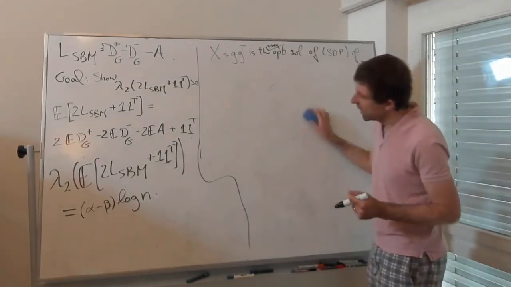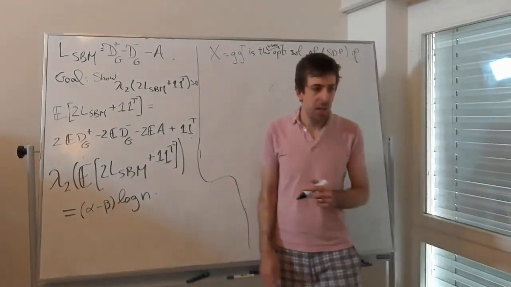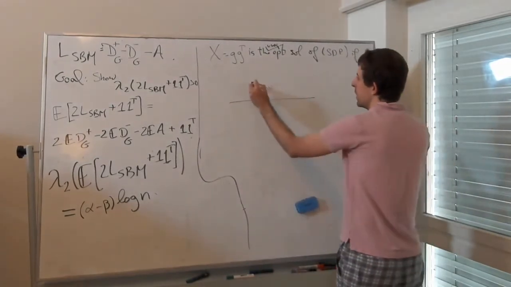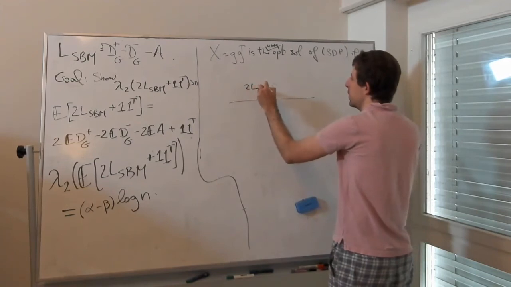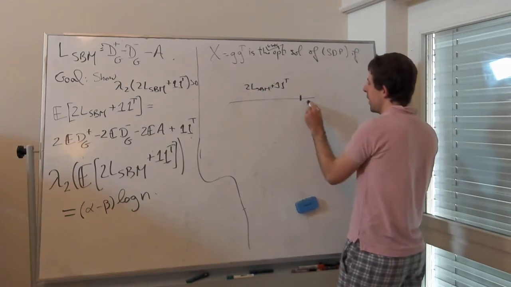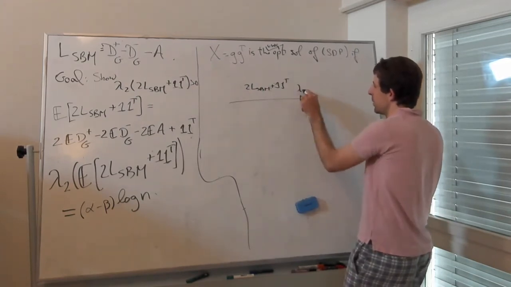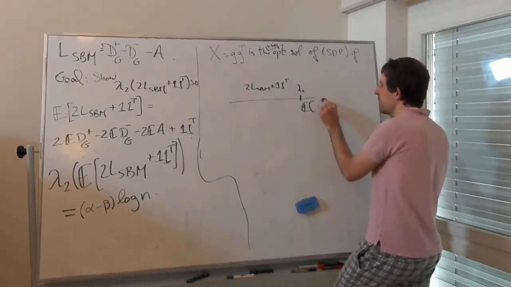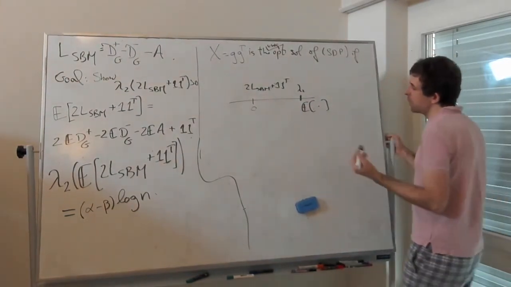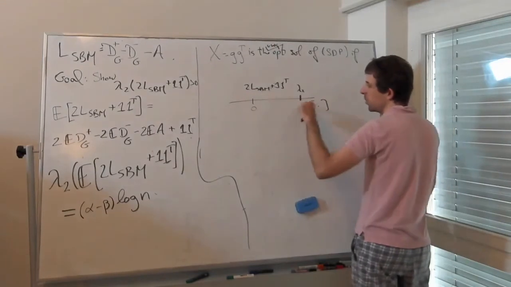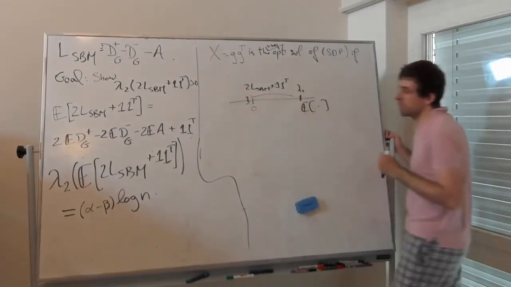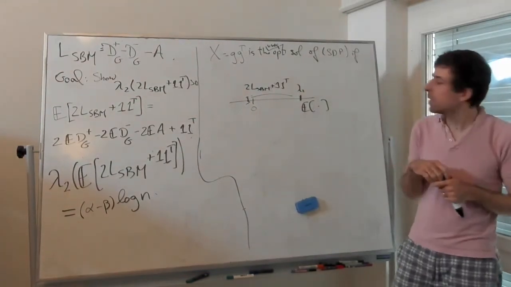Now we know the second eigenvalue of the expected value. Let's look at this matrix. So we have, say, 2L_SVM plus 1 1 transpose, and we know its expected value. Let's say I'm writing this here in terms of the second eigenvalue. Its expected value is up here and 0 is up here. We want to bound above the probability that it lands on this side of 0, that the second eigenvalue is negative.